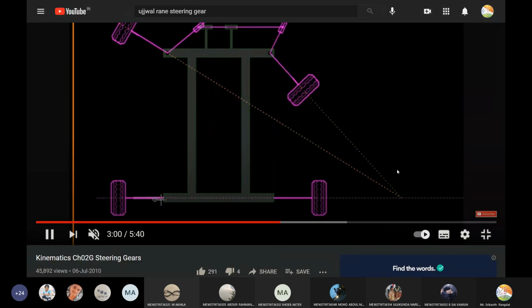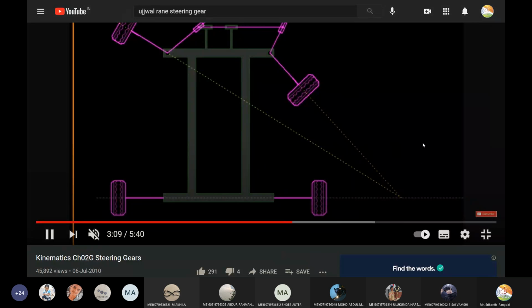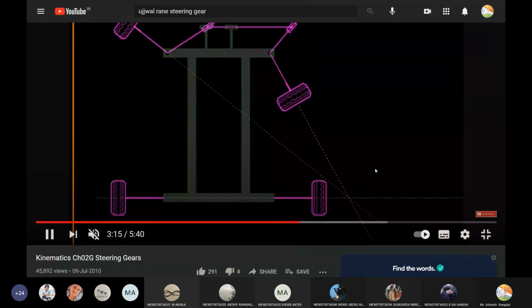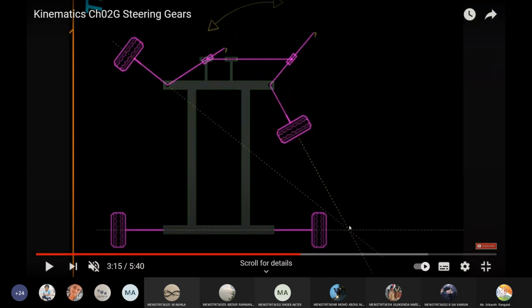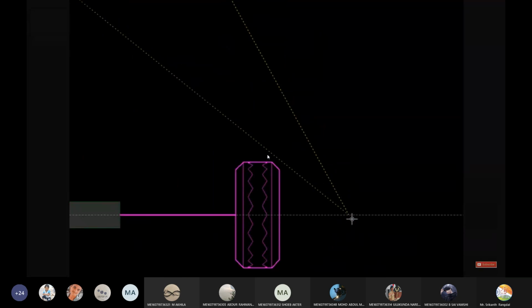Now let us see a slightly different position. He will change the direction slightly, and once again he will show that these points are converging. Now he has changed the position, and even in this position you can see that the two axes are converging at the same point. So this mechanism, called the Davis steering gear mechanism, is an exact steering mechanism, and in any position the four axes will always converge at a single point.